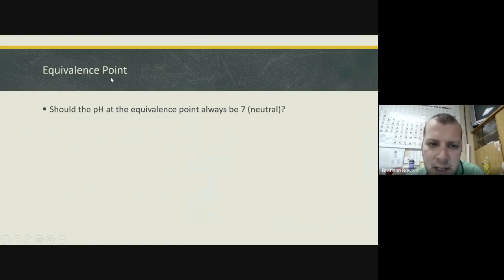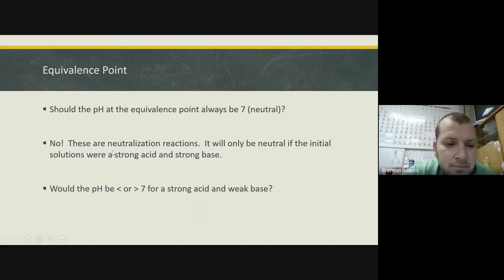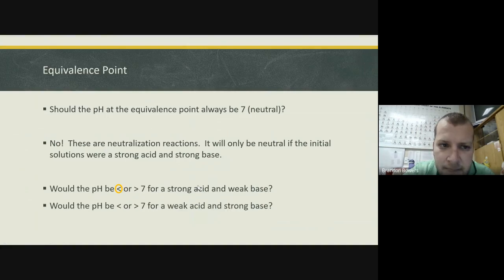Equivalence point. Should the pH at the equivalence point always be 7? Well, no. We talked about a strong acid with a weak base; that would be acidic. If you have a strong acid and a strong base, then yes, that will be around 7. Would the pH be less than or greater than 7 for a strong acid and a weak base? Well, the strong acid is going to win, so it's going to be less than 7. What about this one? Hopefully you said that with the strong base, it's going to be greater than 7.